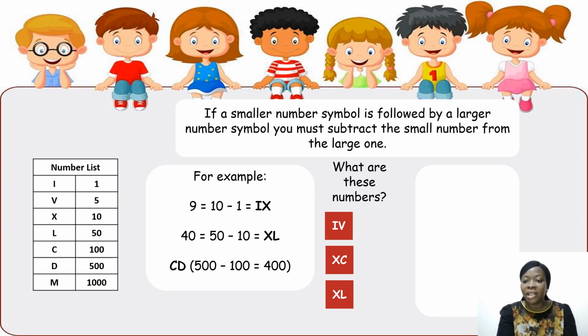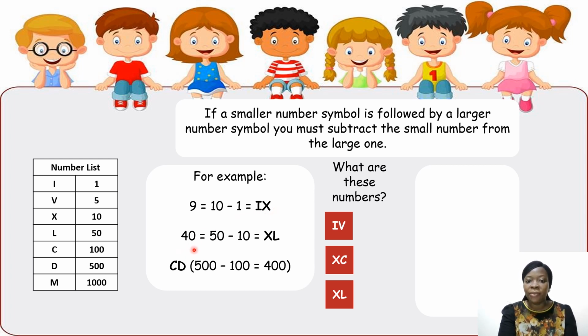Now let's look at the second rule. If a smaller number symbol is followed by a larger number symbol, you must subtract the small number from the large one. For example, 9 is equal to 10 minus 1, and that is why we have IX. A smaller number symbol is followed by a larger number symbol, so we subtract.